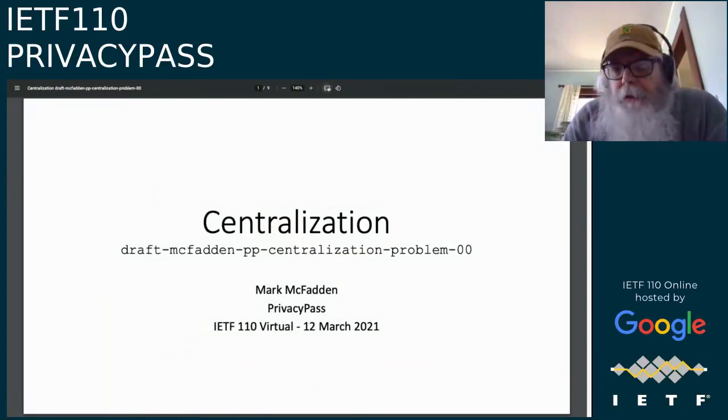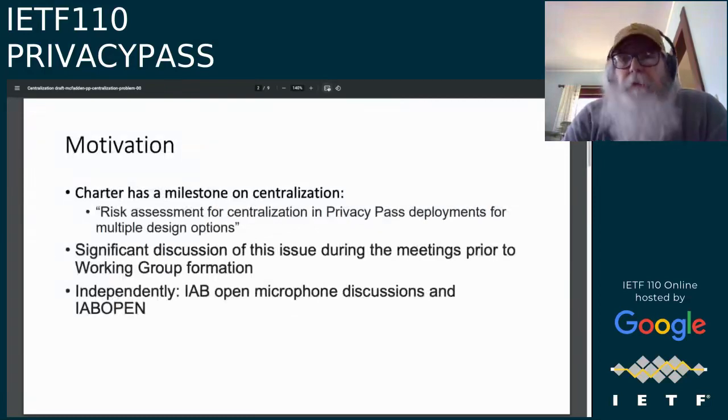So this is a draft on the centralization problem. Next slide, please. Where this came from: the charter has a milestone on centralization, and here are the words that are in the charter. And I think this actually comes from when the working group was established. There was a lot of discussion about the issue of centralization. And if you add to that what's happened this week, there's a lot of independent conversations going on, for instance, in the plenary and IAB Open. So it's a good time to talk about centralization. And since it's in the charter, it's a meaningful thing to do.